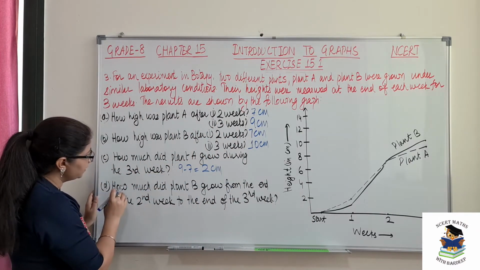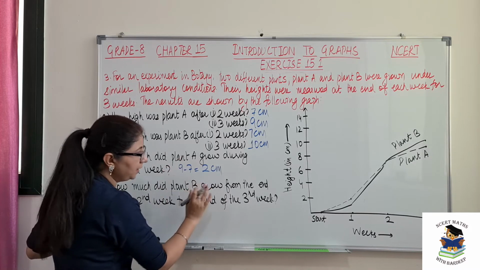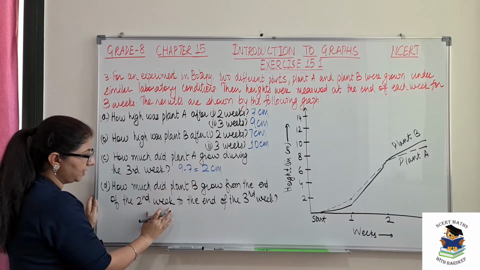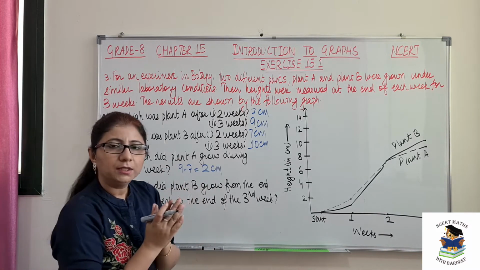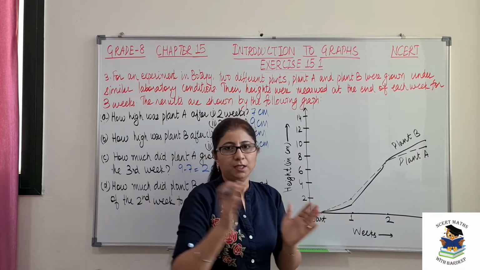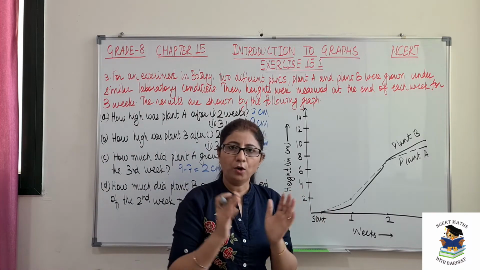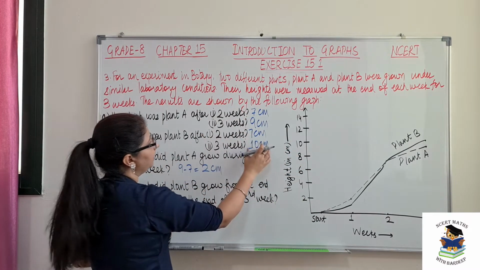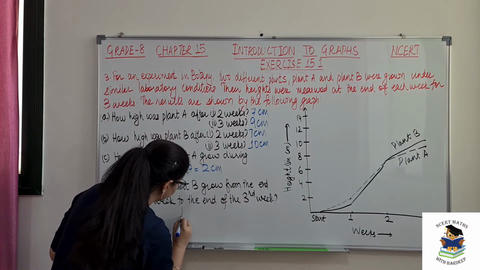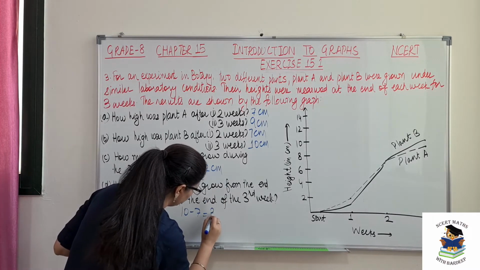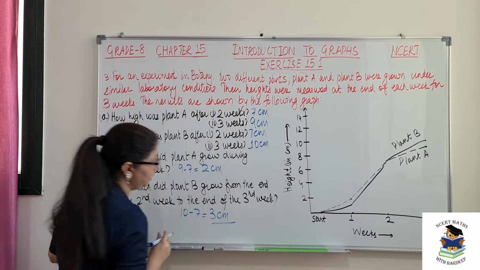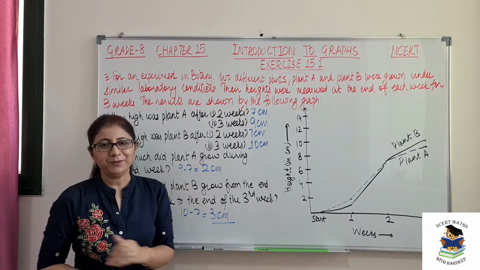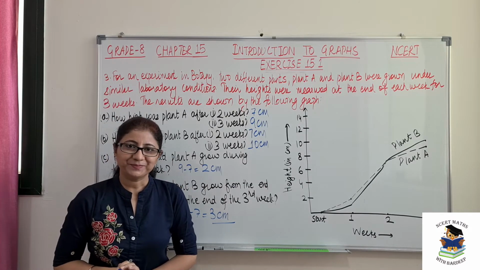D says how much did plant B grow from the end of the 2nd week to the end of the 3rd week. Again same thing. So during the 3rd week, how much growth is for plant B. Here we have already calculated, this is 10 minus 7, that is equal to 3 centimeter growth for plant B.